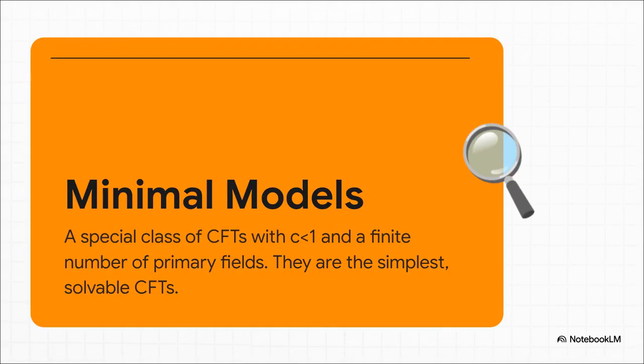Well, they're called minimal models. And they are just beautiful. They're the simplest possible conformal field theories you can have. They only contain a finite number of fundamental particles, or primary fields, and they line up perfectly with that special, discrete list of theories we found earlier, the ones with a central charge less than 1. You can really think of them as nature's most basic, elegant building blocks.